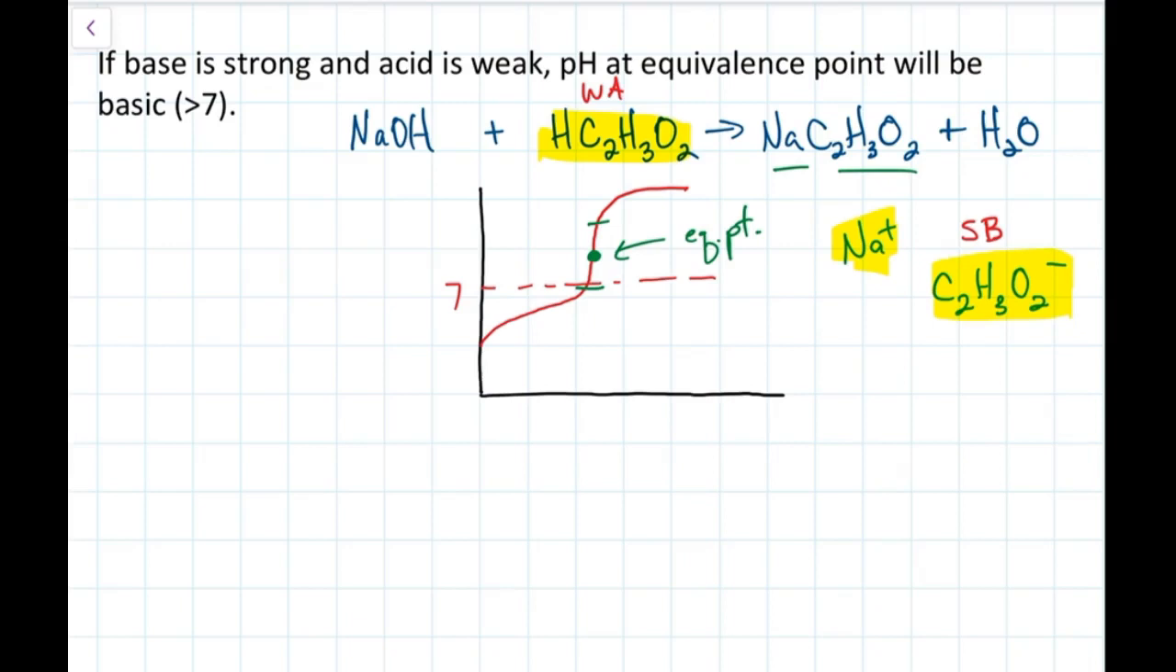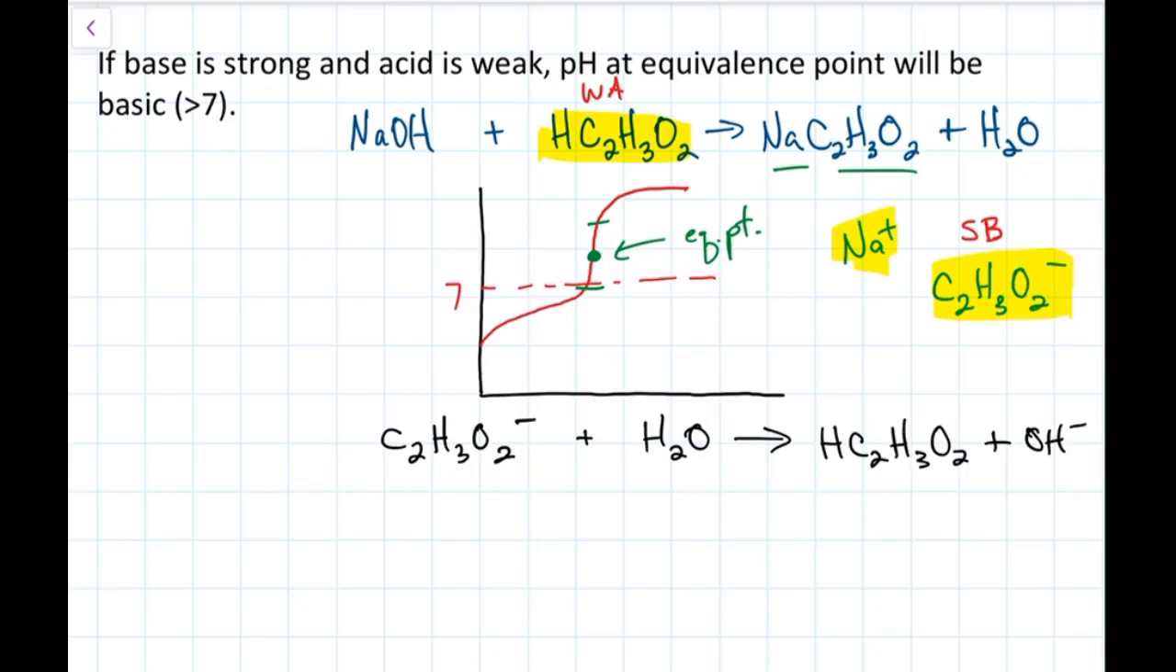And the reason for that is that acetate, that C2H3O2 1 minus, that's floating around in the water, can actually react with a water molecule and take a hydrogen from it to give us acetic acid again and hydroxide. And so we're producing excess hydroxide. And even though we've reached the equivalence point where you would think we would be neutral pH, because we're producing this extra hydroxide, it's going to be basic.